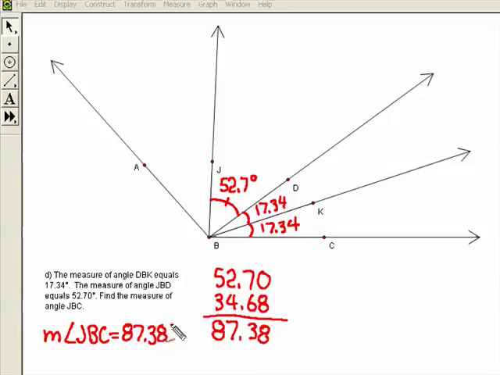87.38 degrees. And it's important to put that degree symbol on there. That's the unit for angle measure. So just like it's important other times when you're measuring things to have the units shown, if they're given, then that's important. So here we know that we're dealing with degrees, so we need to write that degree symbol. Let's do one more problem, practice problem E.